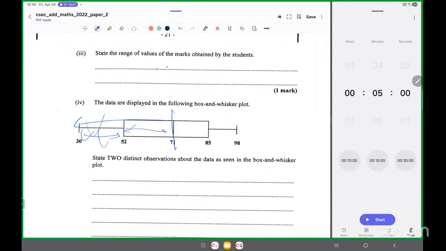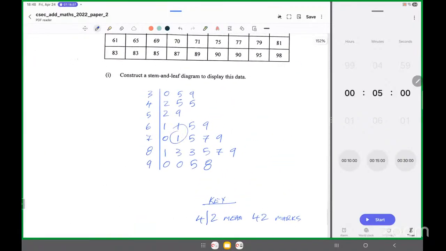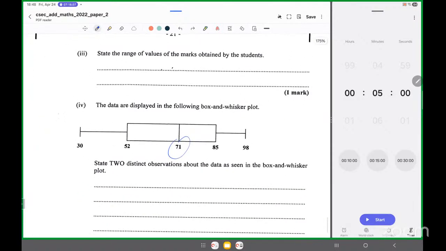You know what the median is from it. You know the interquartile range. But looking at it, you can see the median. Was 71 one of the values in the data? Yes, 71 was a value in the data. But at least you can see it on the box and whisker plot. The median is 71 and the data is negative skewed. So that's two observations I would write.